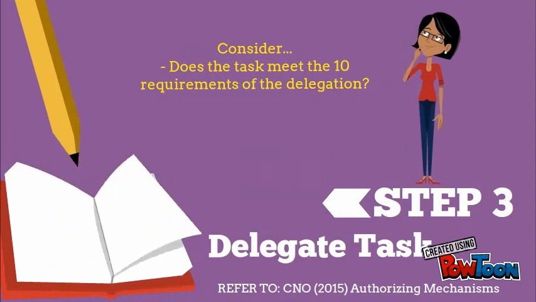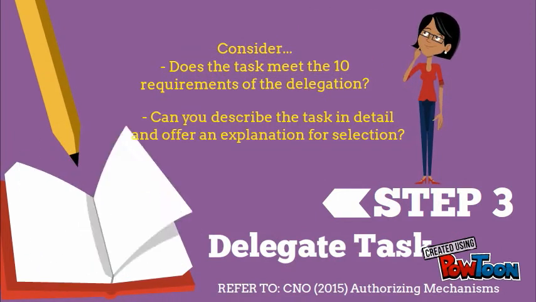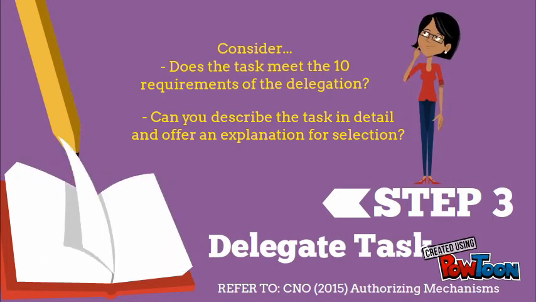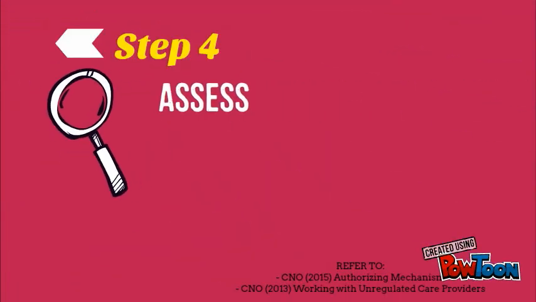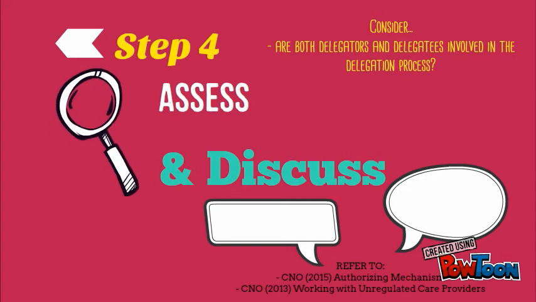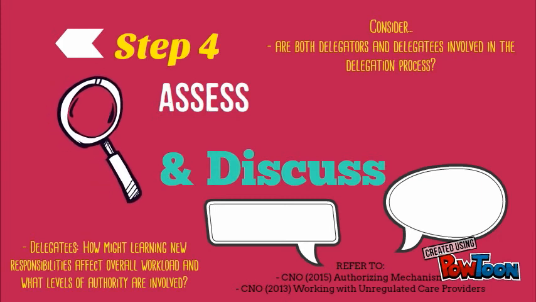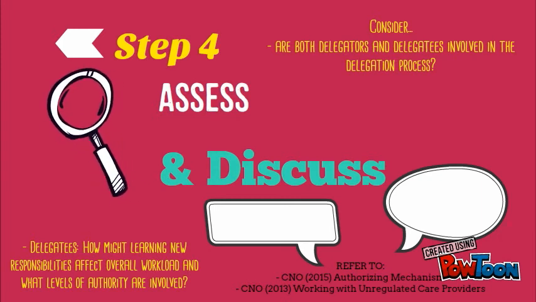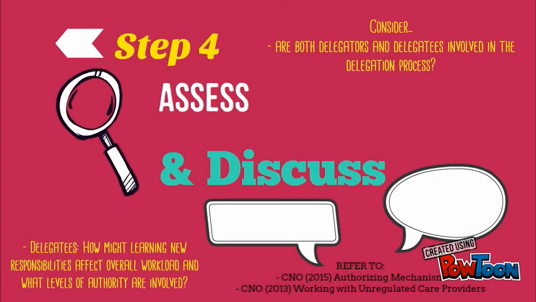Consider, does the task meet the 10 requirements of delegation? Can you describe the task in detail and offer an explanation for selection? If you cannot, refer to your institution policies and CNO's 2015 authorizing mechanism. Step 4: Assess and discuss. Consider, are both delegators and delegatees involved in the delegation process? For the delegatees, how might learning new responsibilities affect overall workload and what levels of authority are involved? If you cannot answer these, refer to your hospital policies or the CNO documents.